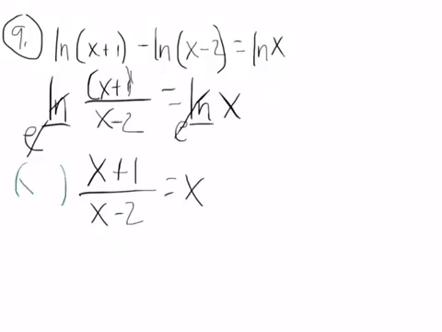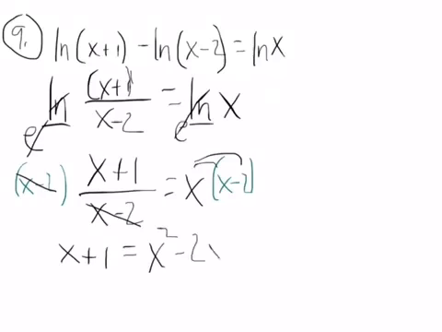So I'm going to multiply this side by x minus 2, and I'm going to multiply this side by x minus 2. And notice if I do that, those divide out to a 1, so I'm left with x plus 1 equals, I can distribute that in, x squared minus 2x.